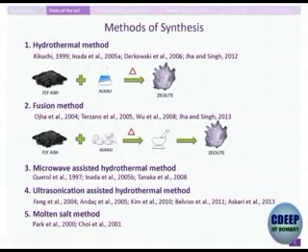Another method is the ultrasonication assisted method. So with ultrasonic waves at very high frequency, you disturb the sample and then you cause activation with the alkali. The molten salt method is a dry method of synthesizing zeolites, where you mix salt and an alkali with the fly ash and fuse it to get the zeolite.